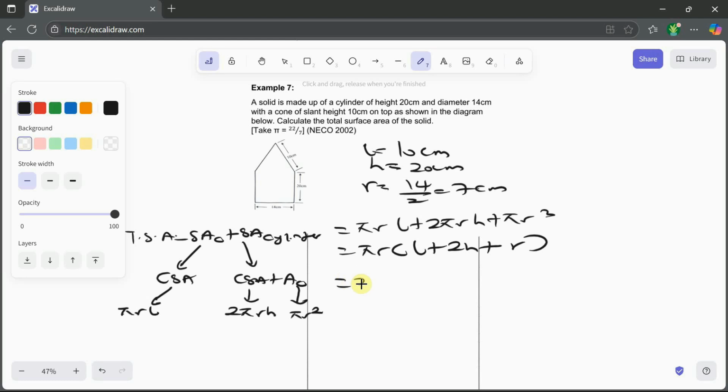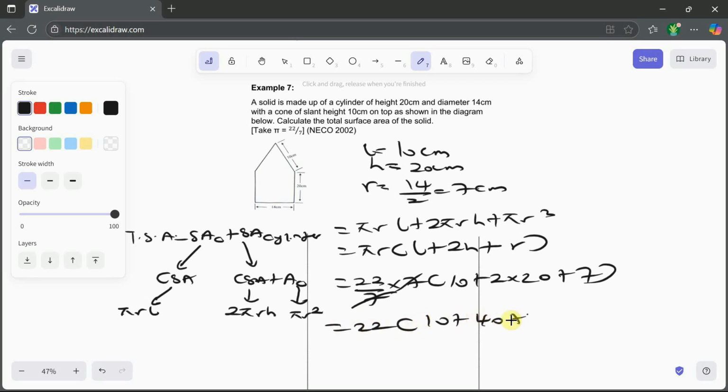So this is 22 over 7 multiplying our R, which is 7, times L, which is 10, plus 2 times 20, plus 7. So this 7 will cancel this 7. This will be 22 open brackets 10 plus 40 plus 7. So this is 22 times 57. If you punch it in your calculator, that will give you 1254 centimeter square. Let's see if our answer is correct.